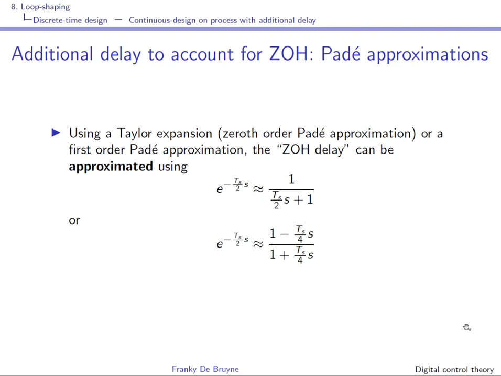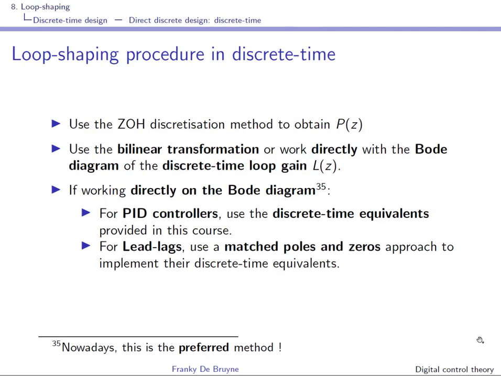Well, for some control methods it is annoying to have this delay of Ts over 2 associated to the transfer function, because the analog design method is not suited to work with delays. And then what you can do is, well, use a Padé approximation, either the zeroth order Padé approximation or the first order Padé approximation.